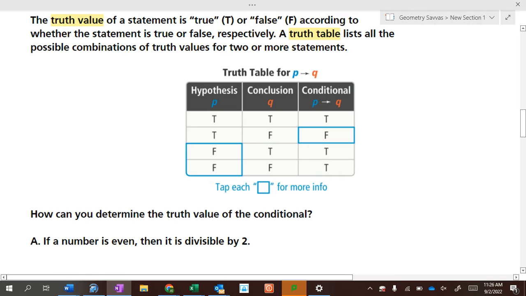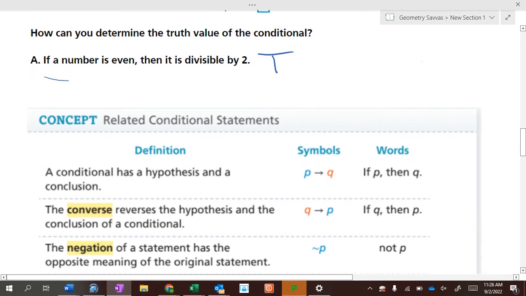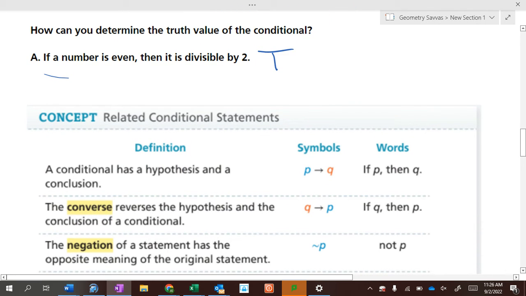So, if a number is even, then it's divisible by 2. True or false? True. If I switch that statement around, if a number is divisible by 2, then it's even. Would that also be true? That would also be true. So no matter which way you state it, that would be a true statement. So that's what we're going to talk about next.